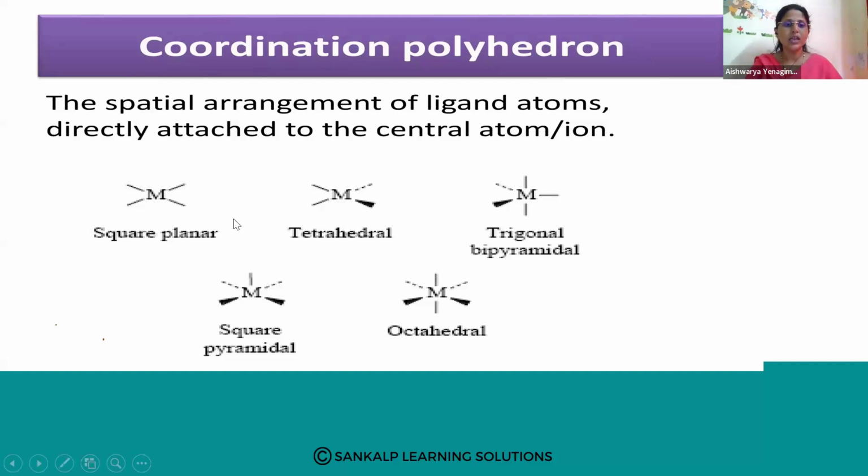So you can see here in the first case 4 ligands are there. So coordination polyhedron ಬಂದ್ಬಿಟ್ಟು ಏನಾಗಿದೆ? Square planar. Then you have tetrahedral arrangement for 4 again. The coordination number is 4 again here.